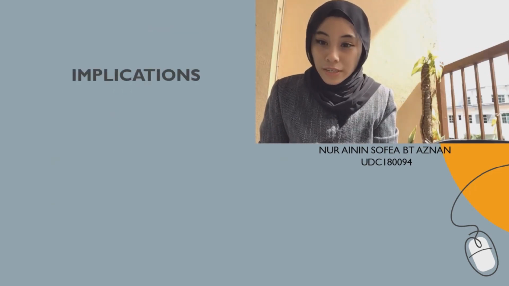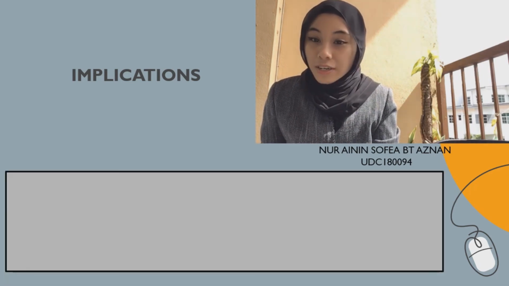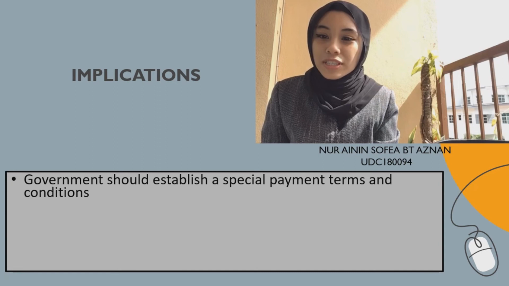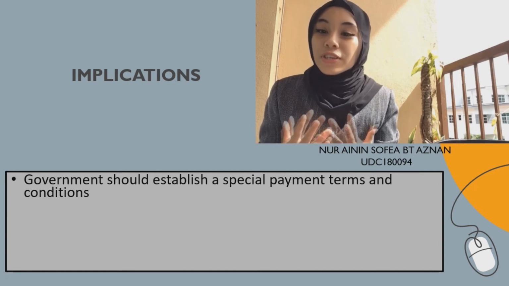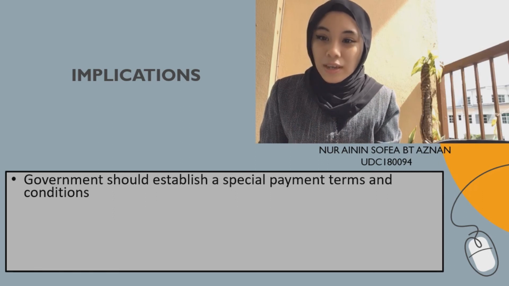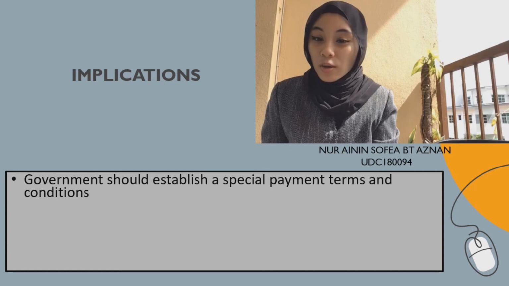From the result and findings, a few implications can be made. As a start, governments should establish special payment terms and conditions protected and regulated by the government itself. This will create a sense of security for the customers when using e-commerce.